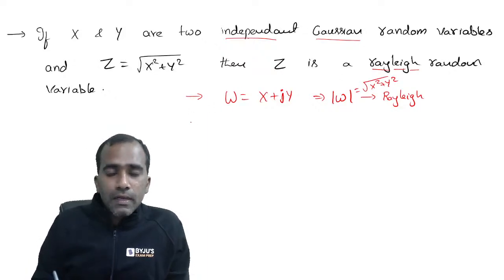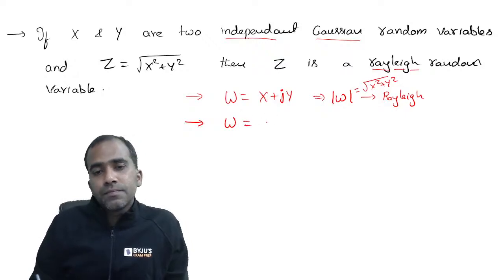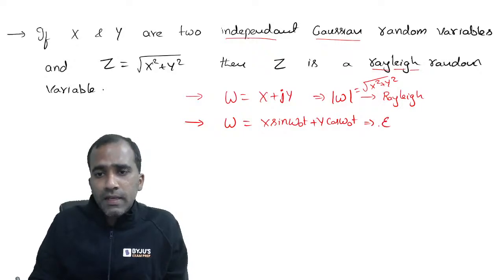Okay, right. One more thing I can ask you. A few more things actually can be framed from this. X sine omega naught t plus y cos omega naught t. And here I'm asking you, here this is a signal. Okay, this is a signal.